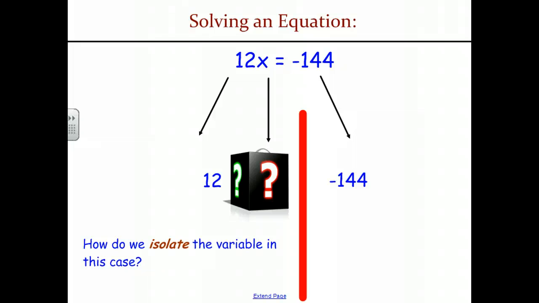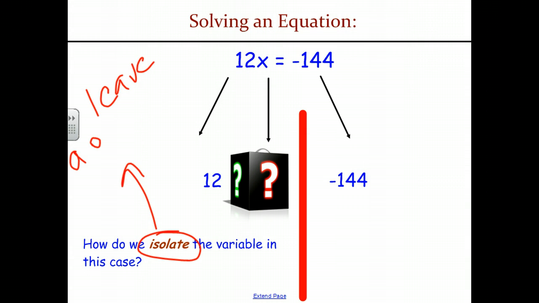So the question then is, how do we isolate the variable in this case? How do we leave the variable alone on one side of the equation? Go ahead and pause the video and see if you can figure out how we do that. You should have a pretty good idea after looking at the addition and subtraction video, but if we're multiplying this number by 12, how do we leave it alone? How do we find out what the number is if we know that 12 times this number is negative 144?